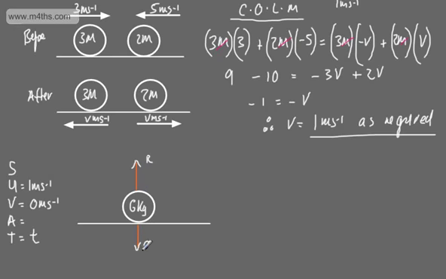Weight is mass times gravity, so this is 6g Newtons. What we need to consider now are the forces acting horizontally, and we're going to have now the frictional force. The frictional force is going to be opposing the motion.